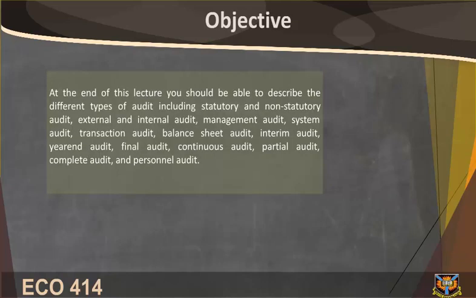Objective. At the end of this study session, you should be able to describe the different types of audit, including statutory and non-statutory audit, external and internal audit, management audit, system audit, transaction audit, balance sheet audit, interim audit, year-end audit, final audit, continuous audit, partial audit, complete audit, and personnel audit.